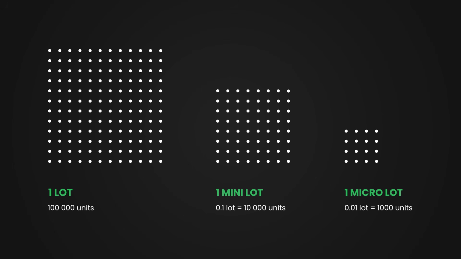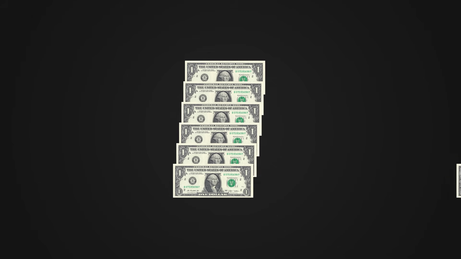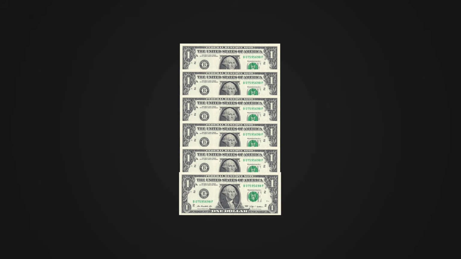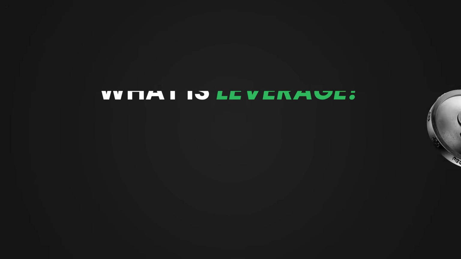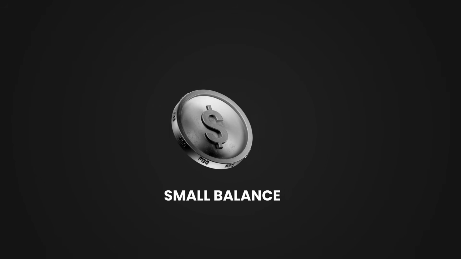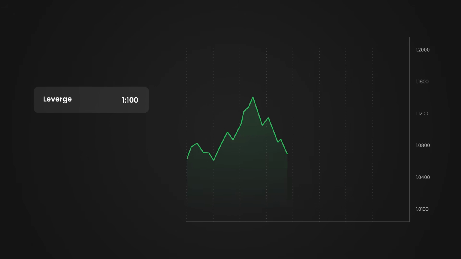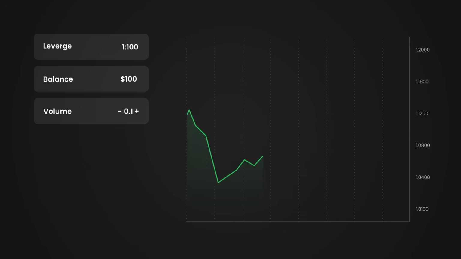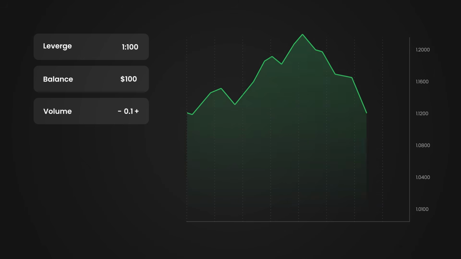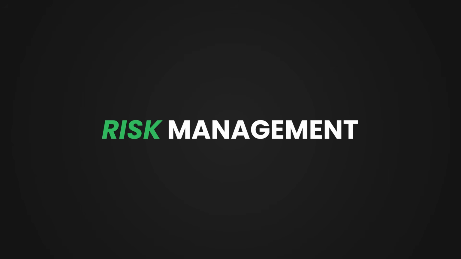Those numbers might seem intimidating at first, but does that mean you need $100,000 to start trading? Not at all. Thanks to leverage, you can control larger positions with a much smaller amount. Okay, and what is leverage? Leverage lets you trade larger amounts with a smaller balance. It's shown as a ratio like 1 to 100 or 1 to 500. So with 1 to 100 leverage, you can open a $10,000 trade using just $100 from your account. But here's the catch. It can either boost your profits or wipe out your balance just as fast if the market turns against you. That's why risk management is everything in trading.